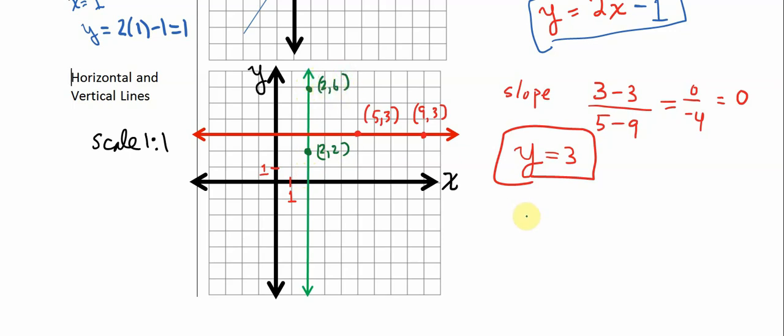So the slope of that green line is equal to the change in y, which is 6 minus 2, divided by the change in x, which is 2 minus 2. So we end up with 4 divided by 0. Now division by 0 is undefined. There is no solution to this, there is no answer to this. And so the slope of any vertical line is undefined.